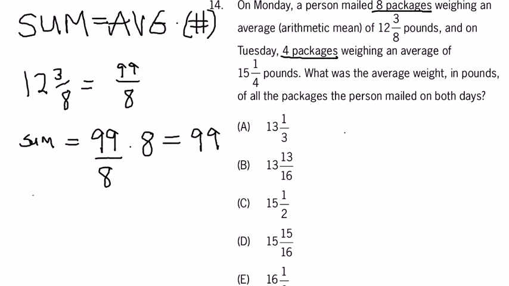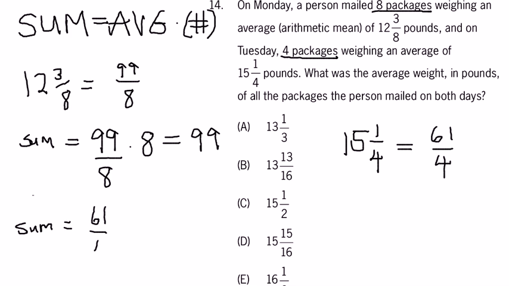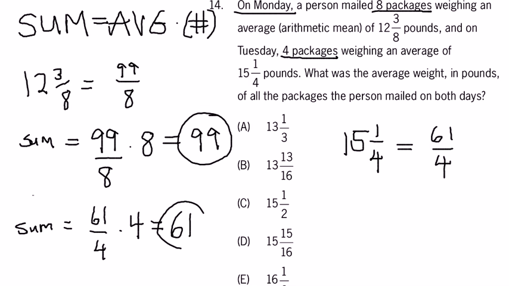The second example, 15 1/4. 15 times 4 is 60, so that's 61 over 4. So in that case, the sum is going to be 61 over 4 times 4, and that's going to be equal to 61. So overall, we have 99 pounds mailed on Monday. We have 61 pounds mailed on Tuesday. 99 plus 61 is 160.